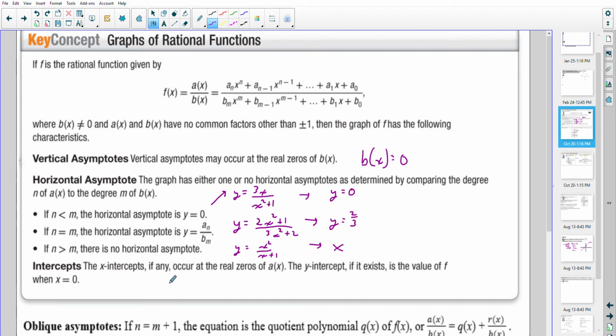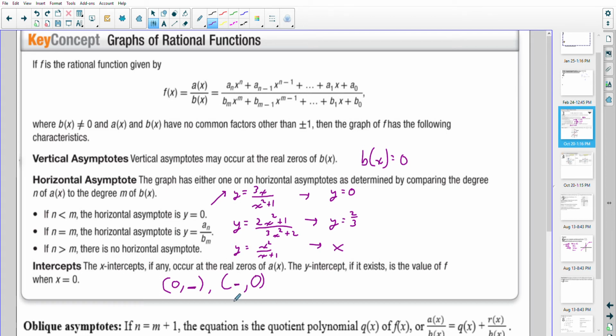Intercepts you can figure out in two different ways. To find the y-intercept, you put 0 in for x, and to find the x-intercept, you can put 0 in for y, and then evaluate what those two are.